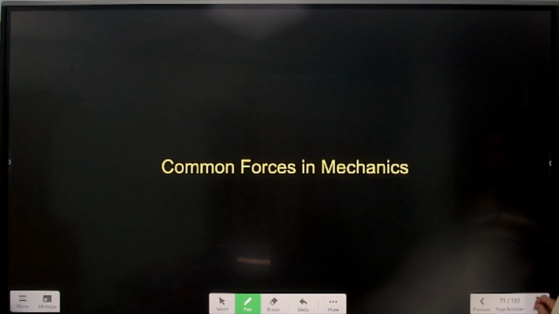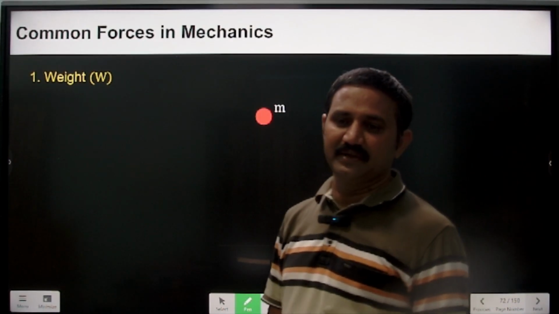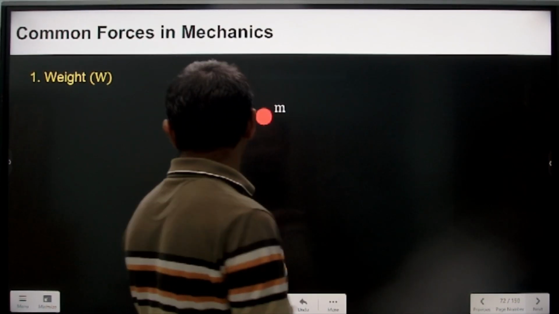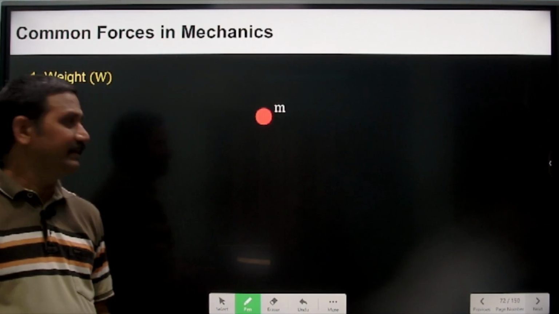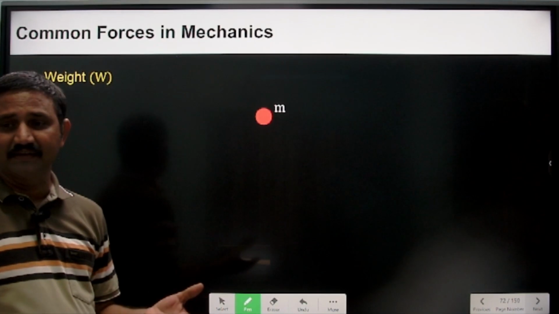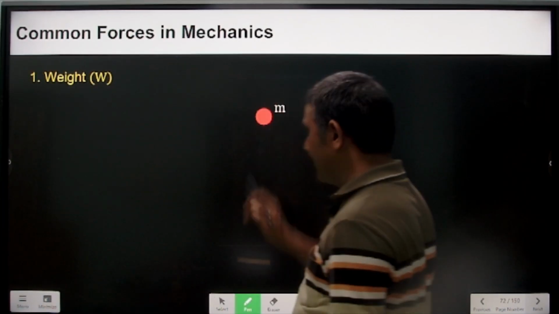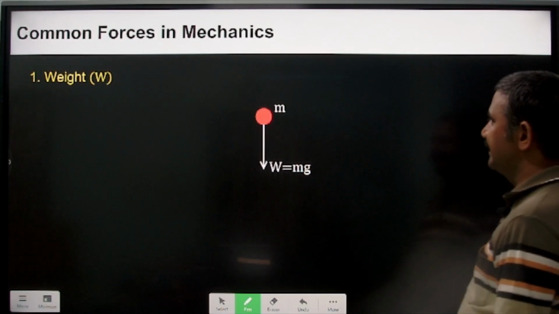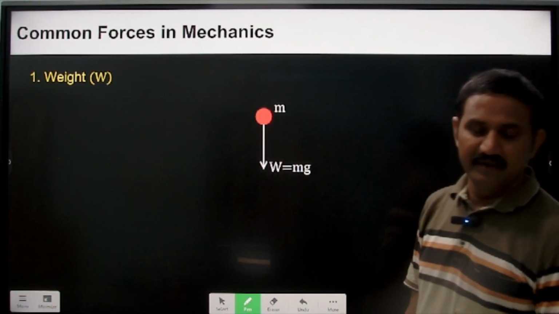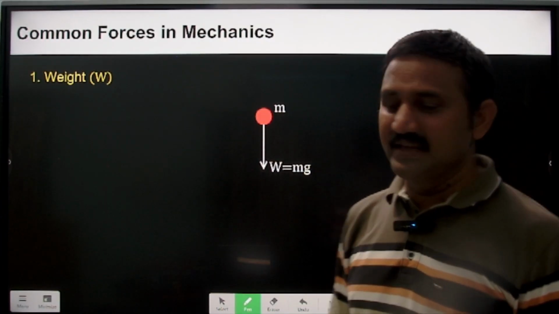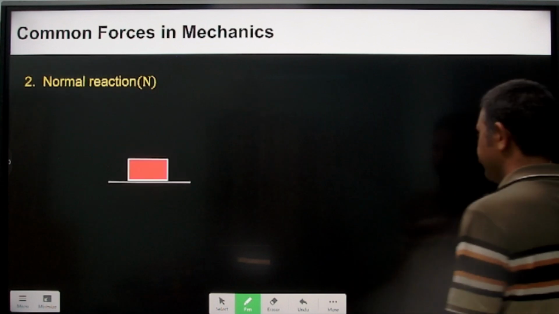Next, common forces in mechanics. This is a very important topic in Newton's laws of motion. Common forces, first weight. Each and every body has a weight. That weight always acts in the vertically downward direction. This is the mass of the body, and this mass has a weight, mg, acting vertically downward. So the weight of a body always acts vertically downward.